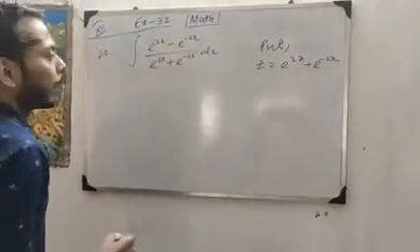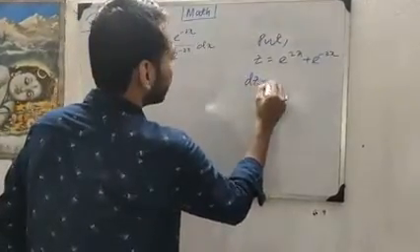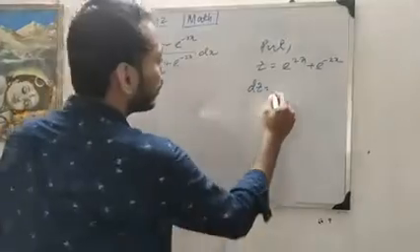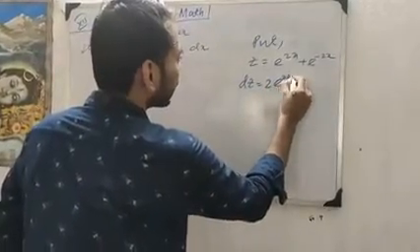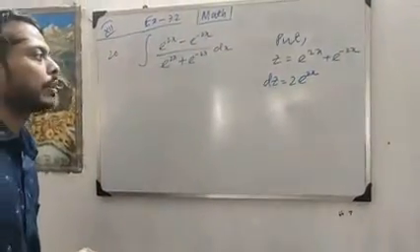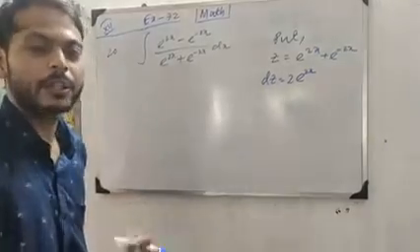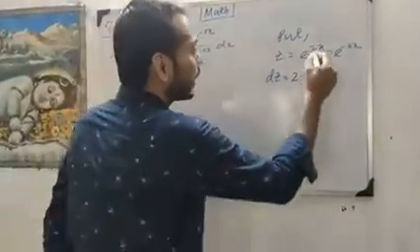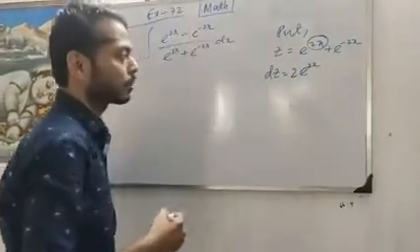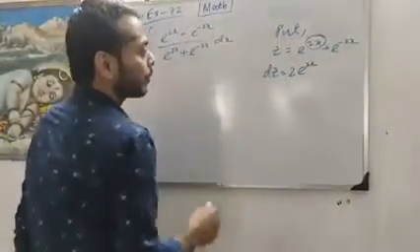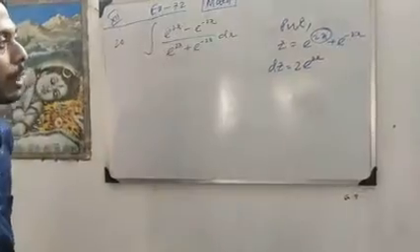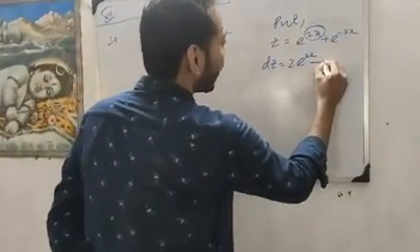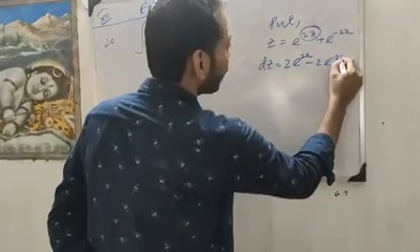Now after doing the differential, you know that the differential of e to the power 2x will give you 2 e to the power 2x. Because e to the power 2x differentiates to e to the power 2x, but then you have to differentiate the 2x portion, which gives you a 2. So it will be 2 e to the power 2x. And from the next portion, it will be minus 2 e to the power minus 2x.